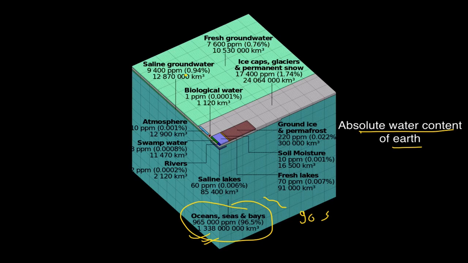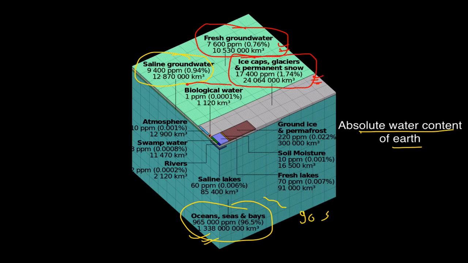Now the other major source is 0.9% saline groundwater. After combining these two, whatever source you see outside of these two yellow ones, this is all fresh water. So fresh groundwater is 0.76%. So these are the three major sources, and the last major source of fresh water is ice caps, glaciers and permanent snow.